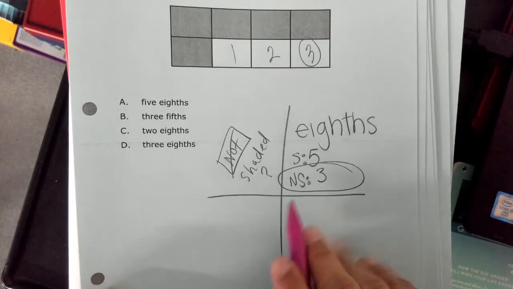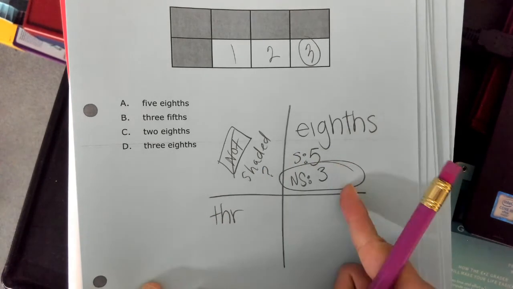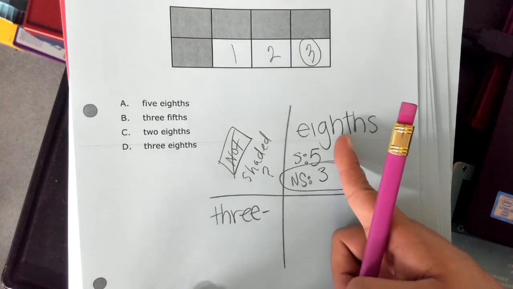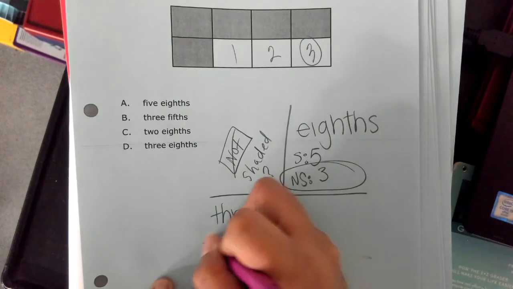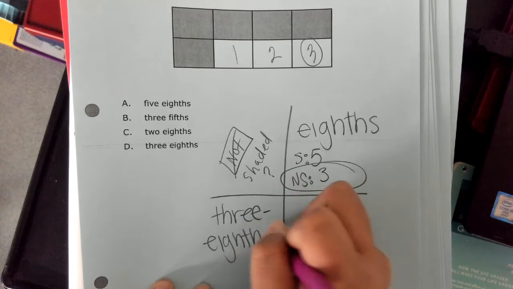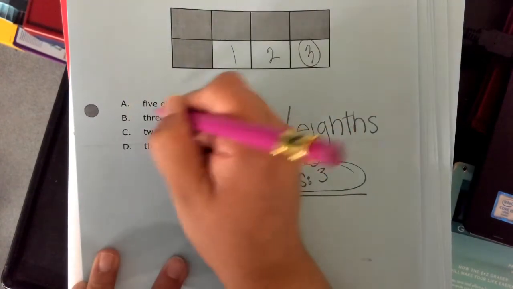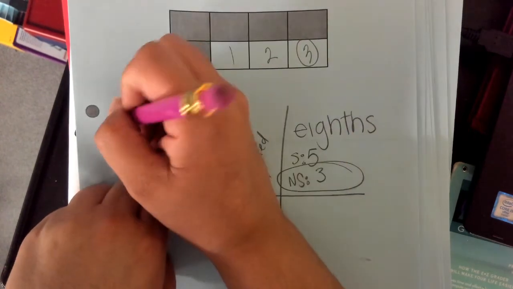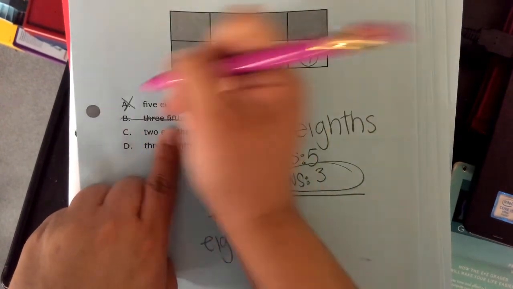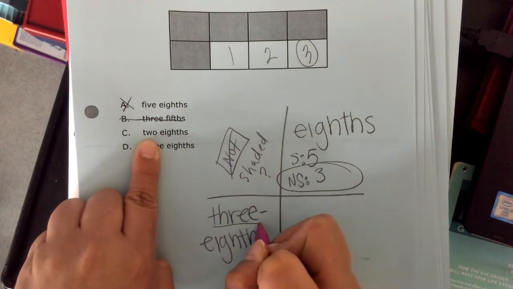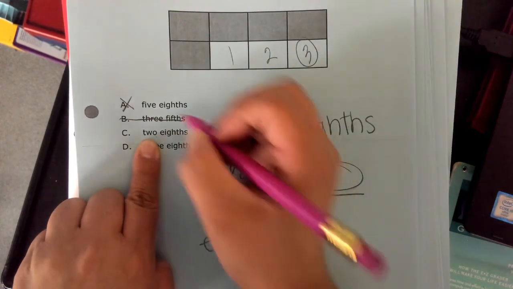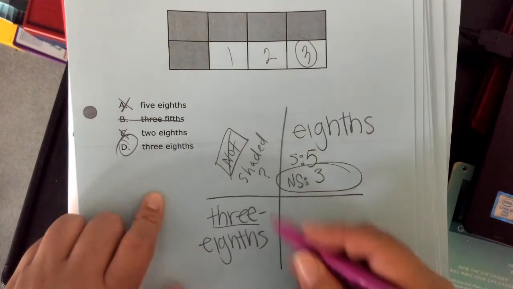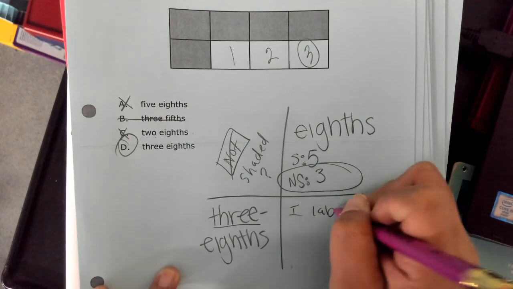Well, we're just looking for not shaded, so all we have to do is write this 8 in words, which is 3. And what is my unit? 8. So 3 what? 3 eighths. Is it 5 eighths? No. Is it 3 fifths? Oh my goodness, they gave us the wrong unit. I can cross that out anyway. It's not 5. Is it 2 eighths? No. What is it? 3 eighths. Is it 3 eighths? Yes. I labeled the what?